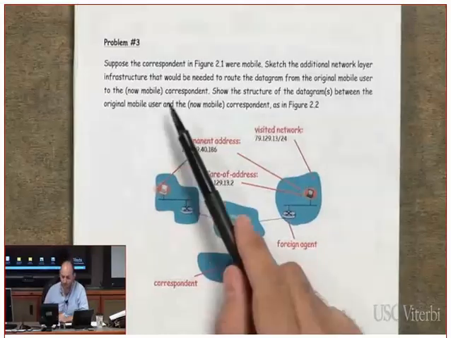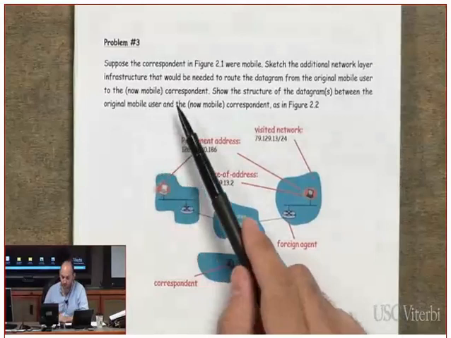Okay, but what happens if, let's go back to the question. Show the structure of the datagrams, no, that's later. Network layer infrastructure that would be needed to route the datagram from the original mobile user to the now mobile correspondent. We know from here how to reach this guy. What happens if this guy wants to reach the correspondent? So that's what we need to draw in addition to what we have.